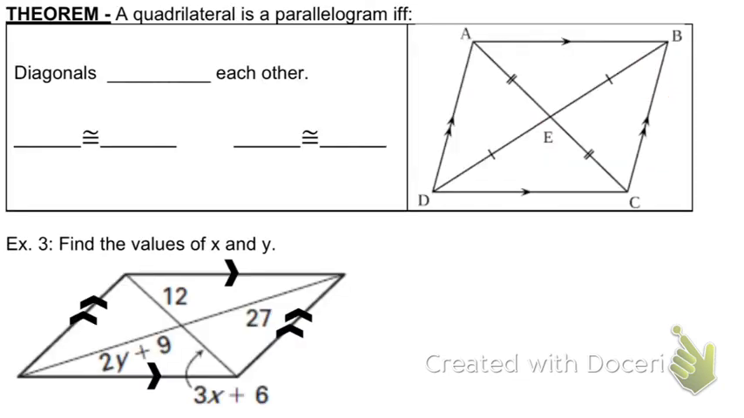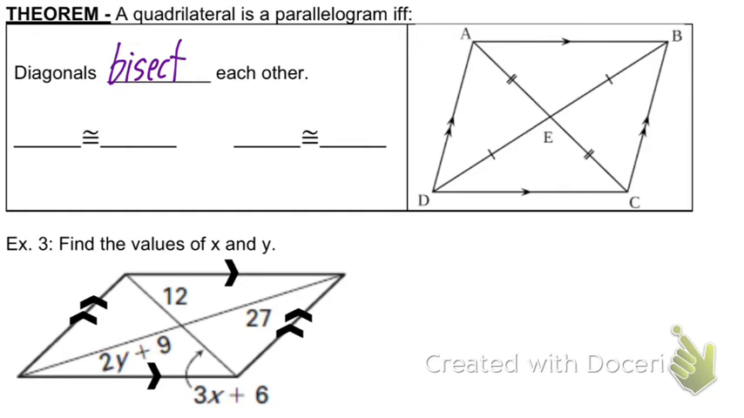Continuing on then. Our fourth and final theorem of the day. A quadrilateral is a parallelogram. Here's another if and only if. So this goes both ways. This makes it a parallelogram, but it's also a trait of a parallelogram. If the diagonals bisect each other. Remind me, what does bisect mean?